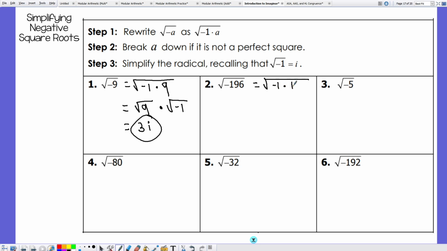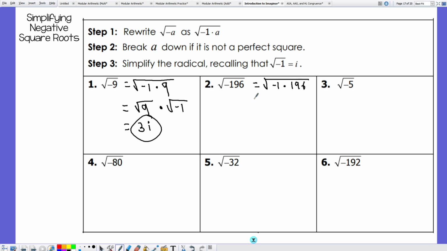Alright, now next we have the square root of negative 196, which is the square root of negative 1 times 196. What could that be divisible by? I know, for example, 13, does that go into it? I'm just picking numbers at random right now. No. I mean, it's even, so we can try 4. All right, 4 and 49.